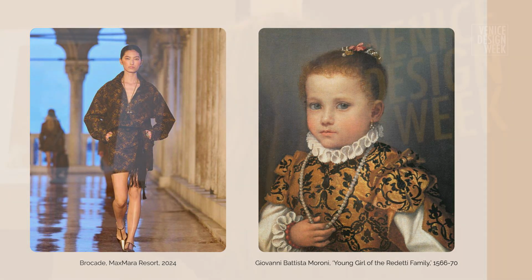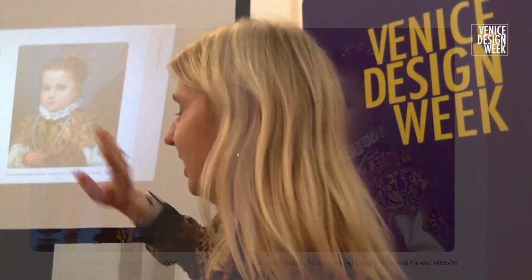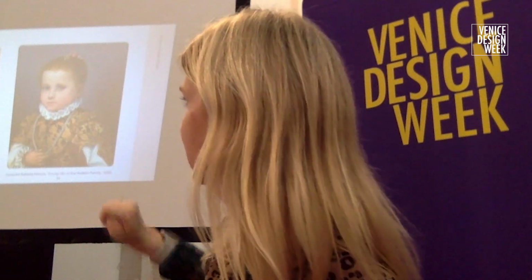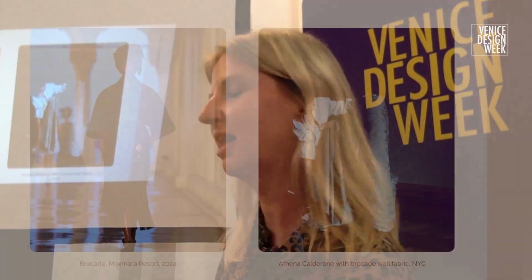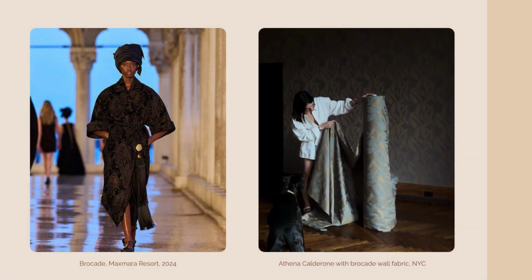I think it's very telling that Max Mara has chosen to have this fabric utilized throughout their collection while showcasing in Venice, really showing that sort of connection together. It's quite interesting. Here's another, it's hard to see, but the model on the left is also wearing a heavy brocaded outfit. And then notable figures like Athena Calderon of I Swoon.